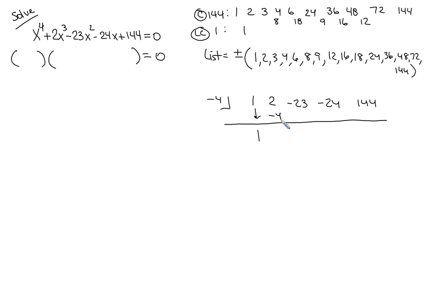So that gives us negative 4, which is negative 2. That gives us 8, which is negative 15. That gives us 60, which is 36. That gives us negative 144. And there's our happy 0.